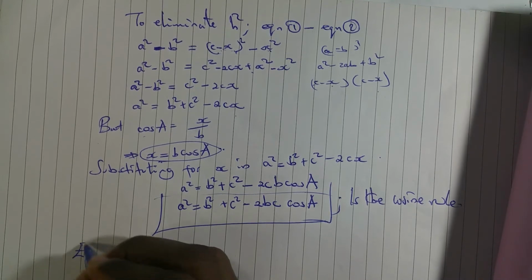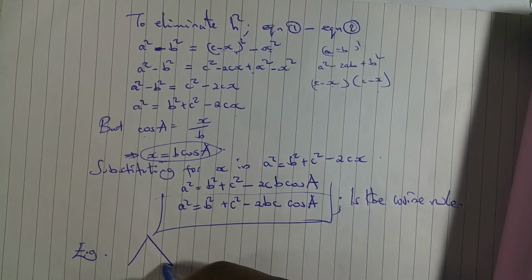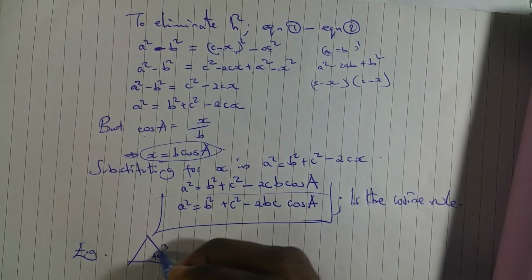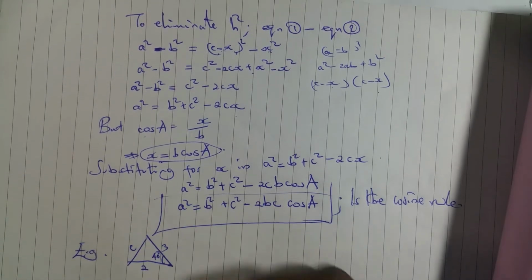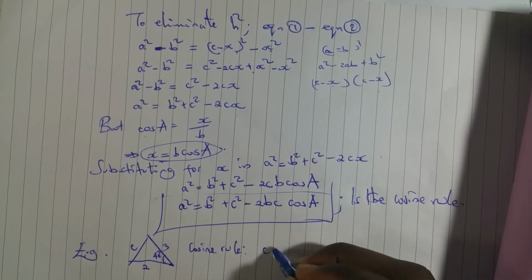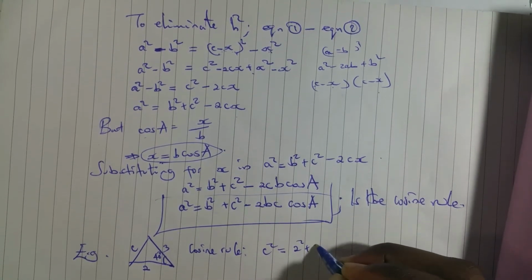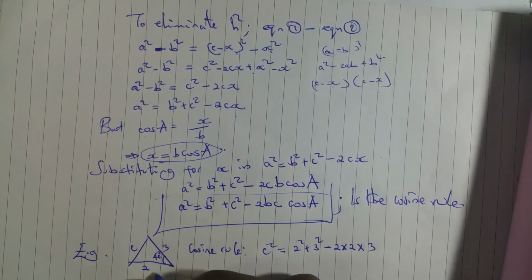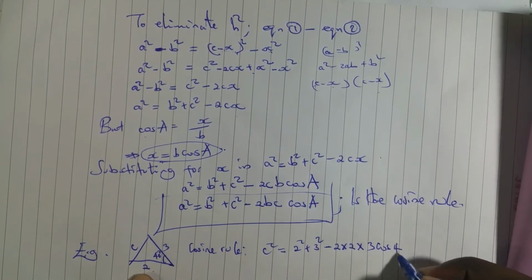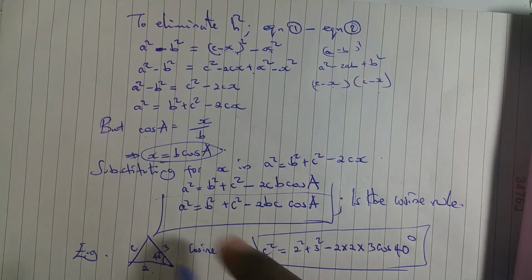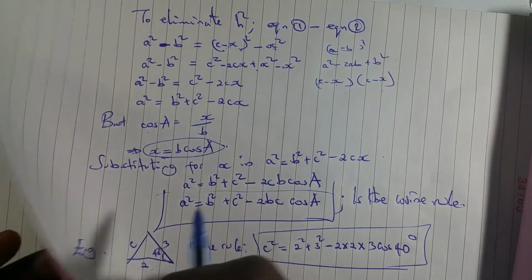Let me give an example. Here we have 40 degrees, 3, 2, and here C. The cosine rule of it will be C squared equals 2 squared plus 3 squared minus 2 times 2 times 3, then cos of 40 degrees. You need to get that clearly, how to interpret a triangle which has been given to you already, so that you don't just mess up.